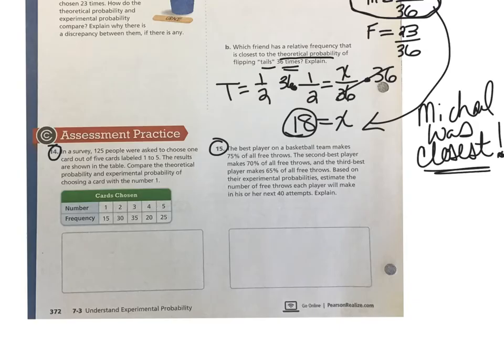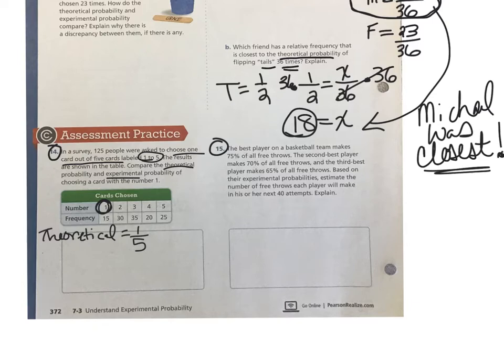Number 14. In a survey, 125 people were asked to choose one card out of 5 cards labeled 1 to 5. The results are shown in the table. Compare theoretical probability and experimental probability of choosing a card with the number 1. Well, let's first take a look at your theoretical probability. In other words, what should happen. In this case, because there are 5 cards, each numbered from 1 to 5, you have a 1 out of 5 chance of drawing a card with the number 1.